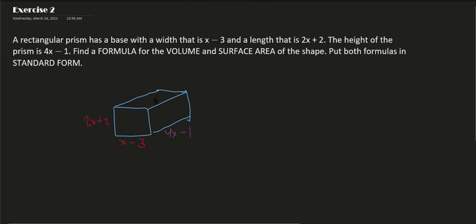So first of all, I already drew the shape for you guys to keep it simple. The base is just the length times the width, and we already have the length and the width, which is 2x plus 2 times x minus 3. When we simplify it, we get 2x squared minus 4x minus 6, and this would be our base.